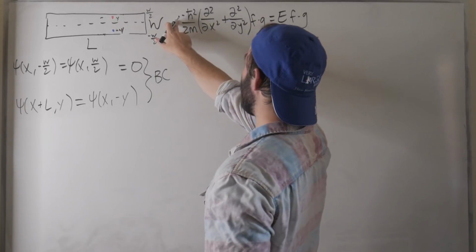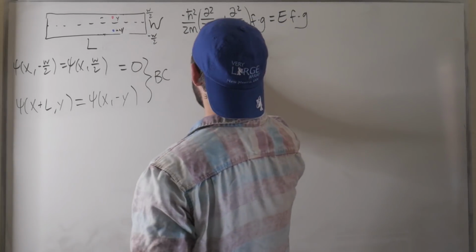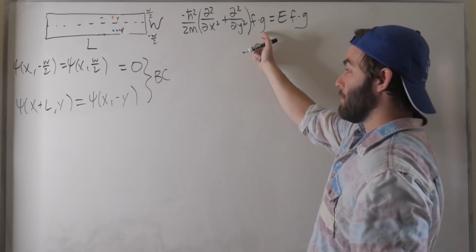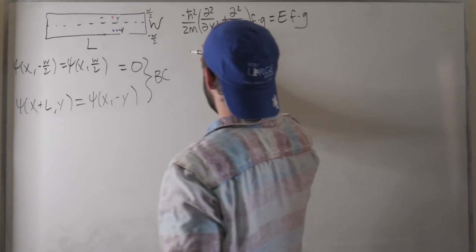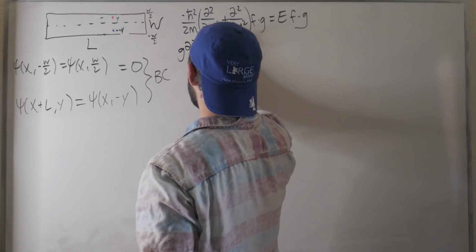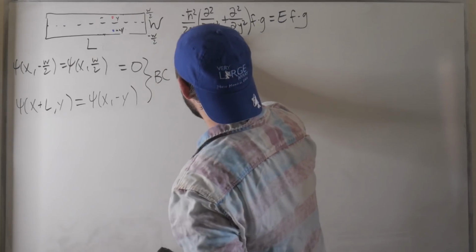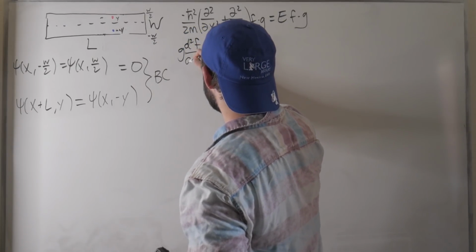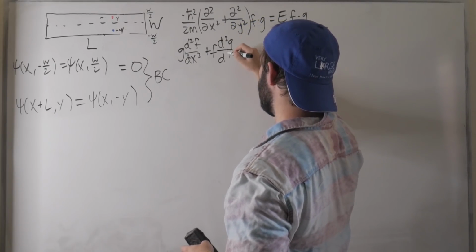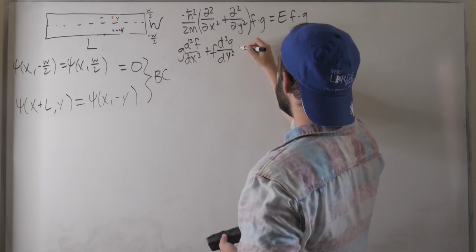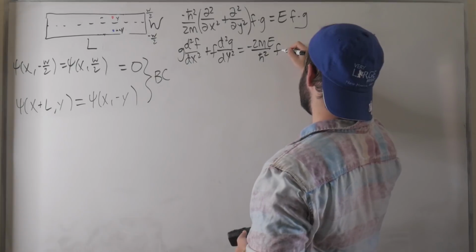Let's distribute everything out, because we don't skip steps here, because apparently then we make mistakes. So let's go ahead and multiply the 2m over h bar squared, minus, onto this side and distribute these derivatives. So for the x derivative, g is going to be a constant because it depends on y, and for the y derivative, f is constant because it depends on x. So we get g d squared f over dx squared, and this is actually going to be a total derivative. I'm minding my p's and q's in this video. I don't want to make any more mistakes. Plus f d squared g over dy squared is equal to minus 2mE over h bar squared fg.